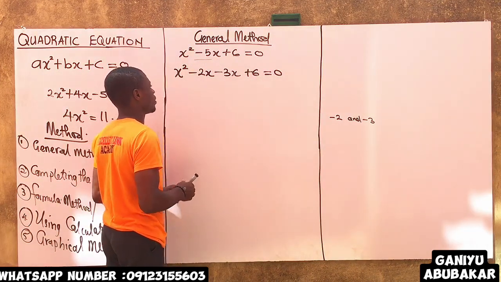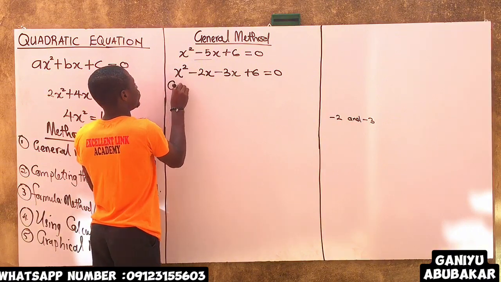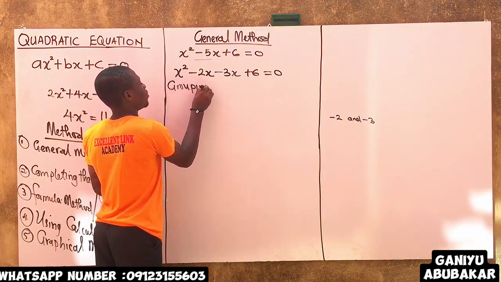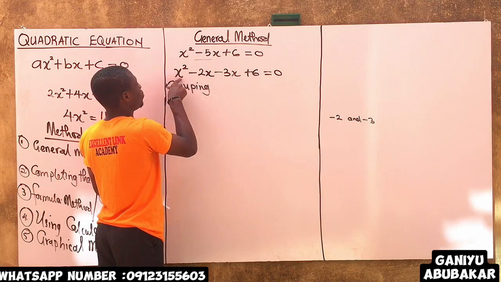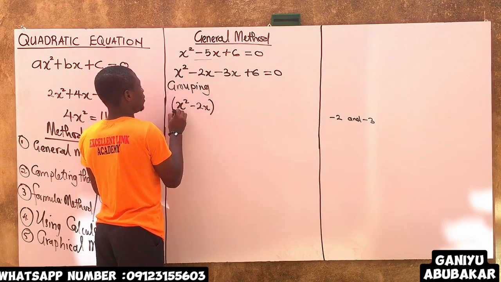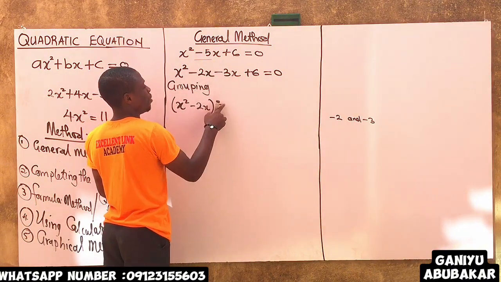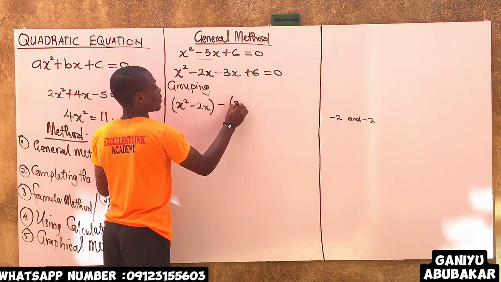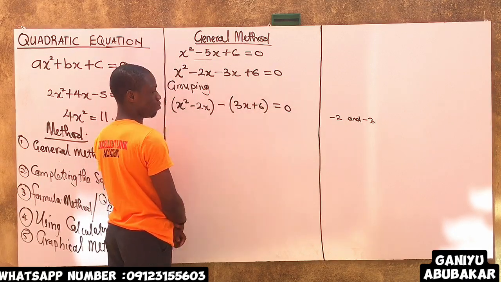Next, I'll group these. What do I mean by grouping? I'll pick x squared minus 2x separately in this case. Then the minus sign, and I have these two, minus 3x plus 6, being equal to 0.